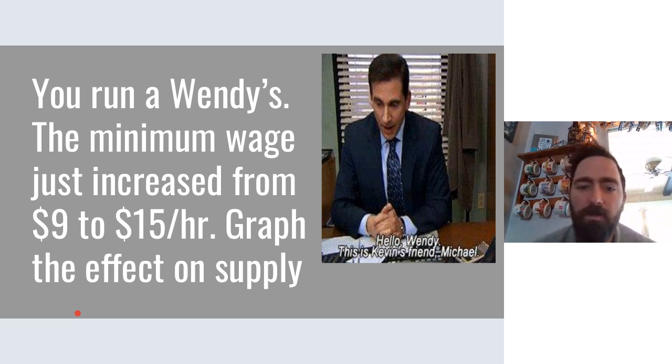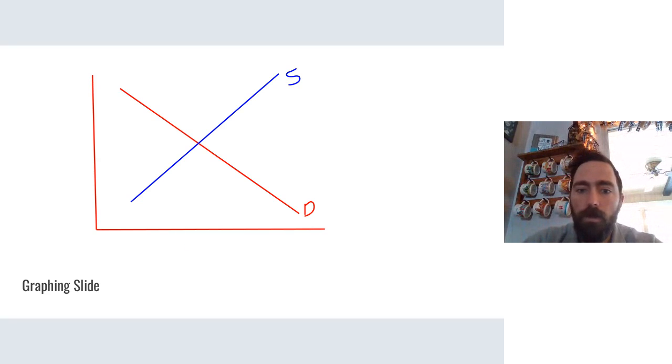The minimum wage just increased from $9 to $15 an hour. That means if you're running a Wendy's, you're now paying your workers $6 an hour more. Graph the effect on supply. So if you're paying your workers $6 an hour more, what's going to happen is now you have less money to put towards supplying burgers, Frosties, baked potatoes, chilies, all the good stuff that Wendy's makes. Because now you have to take more money and give it to your workers. We're assuming nothing else is changing here.